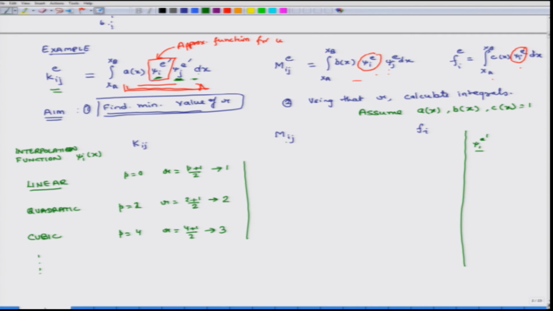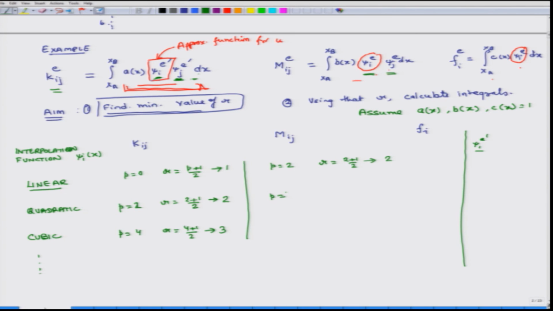Now, let us look at M. So, in case of M, the order of B is 0 because B is a constant. What is the order of psi I for a linear function? 1. What is the order of psi j for a linear function? 1. So, P is equal to 2, and R is equal to 2 plus 1 by 2, and that gives us 2. Let us look at quadratic function for psi.